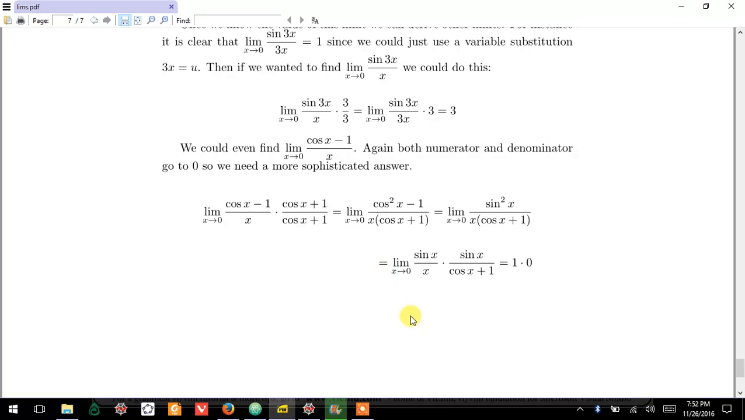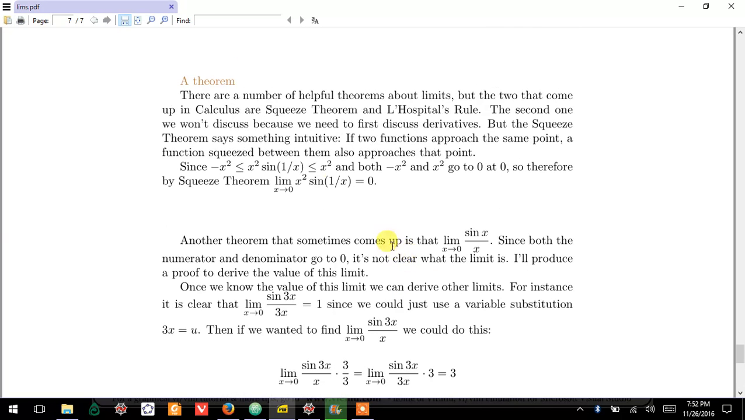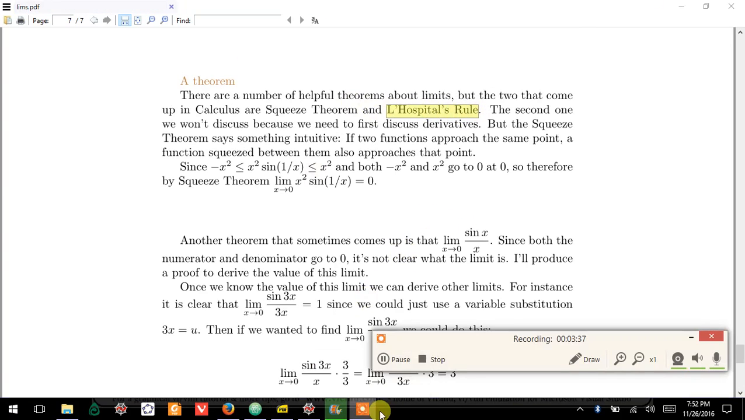So those are all of the theorems that we'll discuss for now. Later on, we'll discuss L'Hopital's rule, but we need to first talk about derivatives before we can do that. So exercises in the next video.